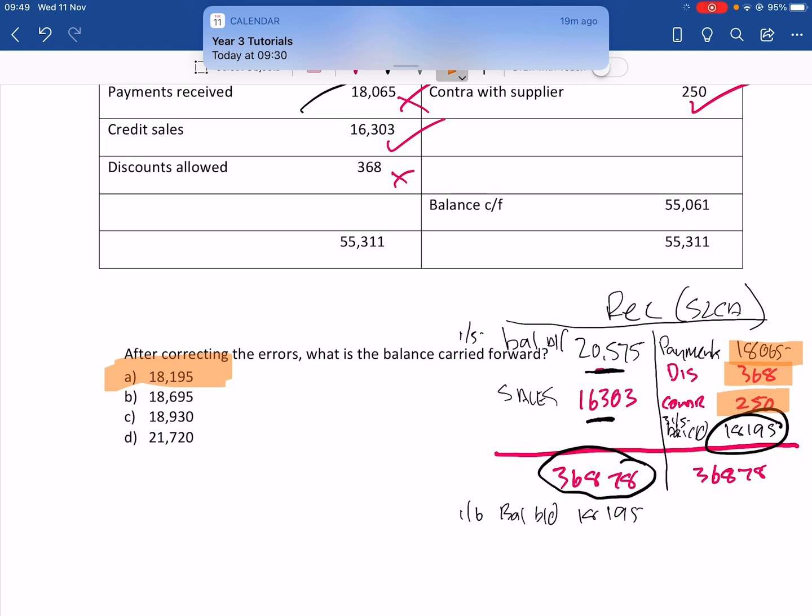And then we'd start all over again for the next year. So for the start of the next month, we'll start all over again and then do sales for June, and then we'll do payments received in June, and then we do discounts in June, and so on. So it all just carries on and on. Okay? Good?